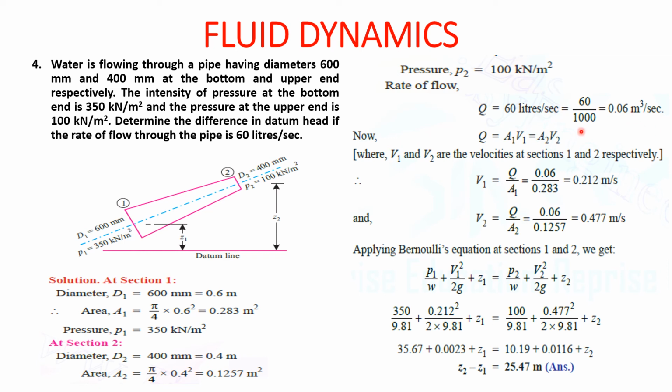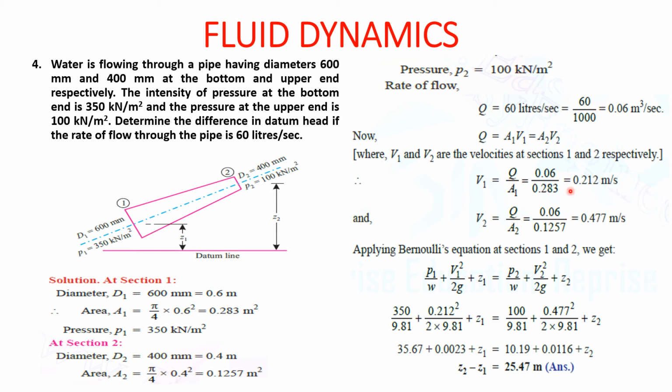From continuity equation, we have Q equal to A1 V1 is equal to A2 V2, right? So based on that, we have to find the various values of velocities. So let V1 be the velocity at section 1 and V2 the velocity at section 2. Therefore V1 will be equal to Q divided by A1. So Q is 0.06 divided by 0.283. So we get V1 as 0.212 meter per second.